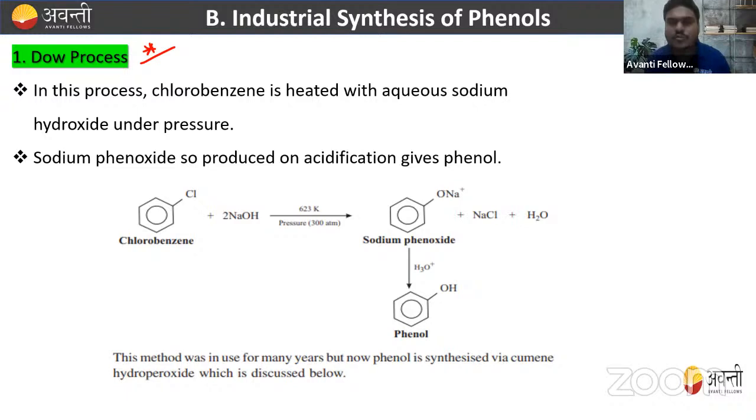For the conversion of chlorobenzene into phenol, a very good method that we use in industrial preparation of phenol is the Dow process, right? So here we have chlorobenzene. When this chlorobenzene is treated with NaOH at this pressure and temperature, we get sodium phenoxide, which on further acidic hydrolysis gives phenol. This method was in use for many years, but now phenol is synthesized via cumene hydroperoxide, which is discussed below, right? So we used this method earlier for industrial preparation, but now we use cumene for the preparation of phenol.